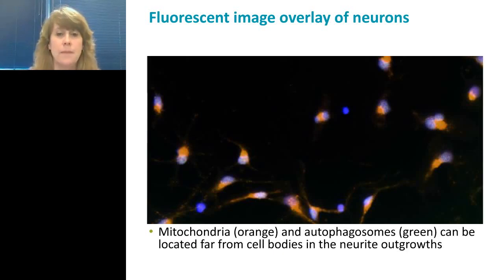But the challenge with neurons is that the structures that we're looking at can be located far from the cell body, and it can be hard to identify them and pair them with their cell. So in this case, I know it might be a little bit hard to see, but the mitochondria are orange and the autophagosomes are green, and they, in many cases, are located far from the cell bodies.